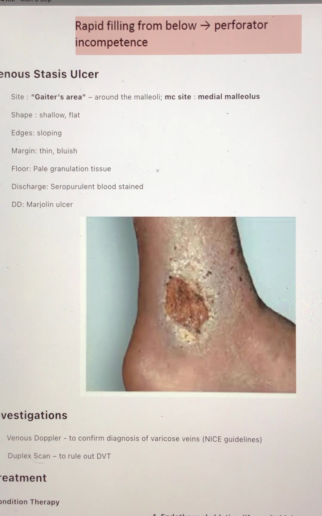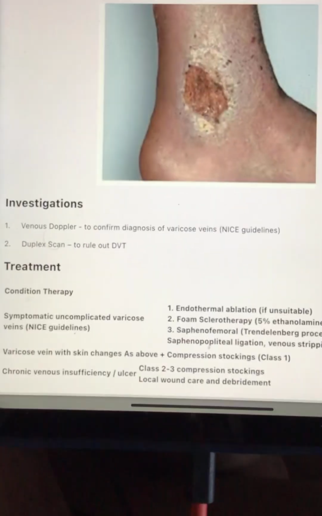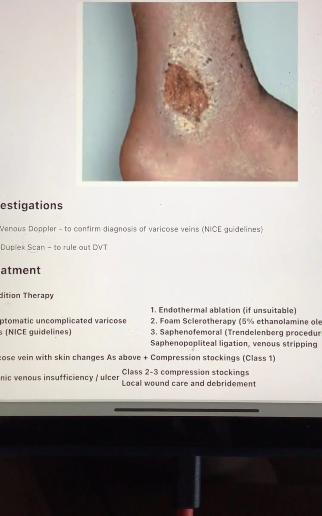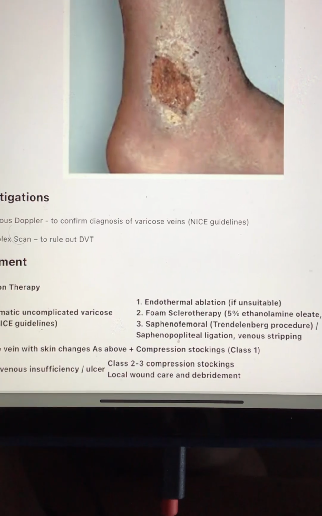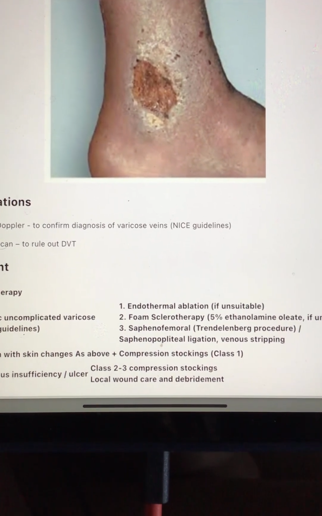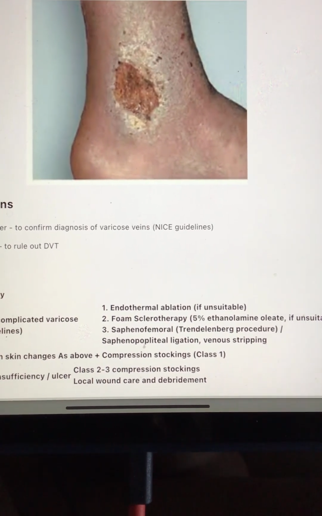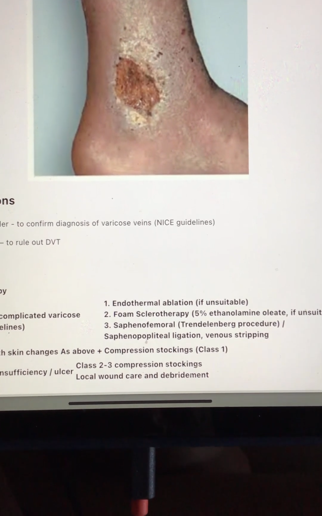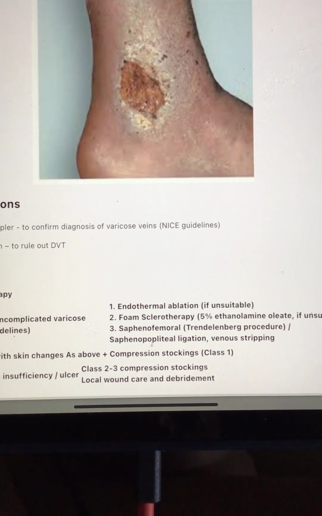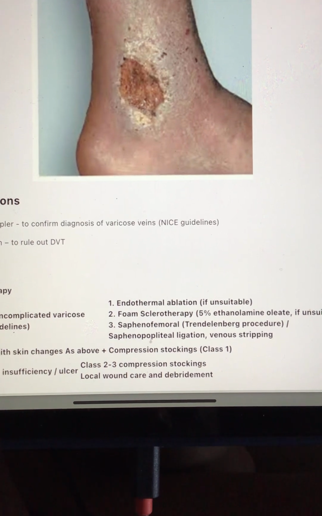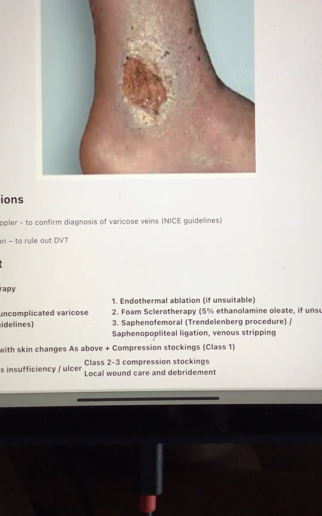So what is done? Symptomatic uncomplicated varicose veins: you can see this, treatment and management. What are the NICE guidelines? Endothermal ablation; if unsuitable, foam sclerotherapy; if unsuitable, saphenofemoral ligation and venous stripping. Varicose veins with skin changes as above: compression stocking class 1. Chronic venous insufficiency: class 2 to 3 compression stocking. Local wound care and debridement.